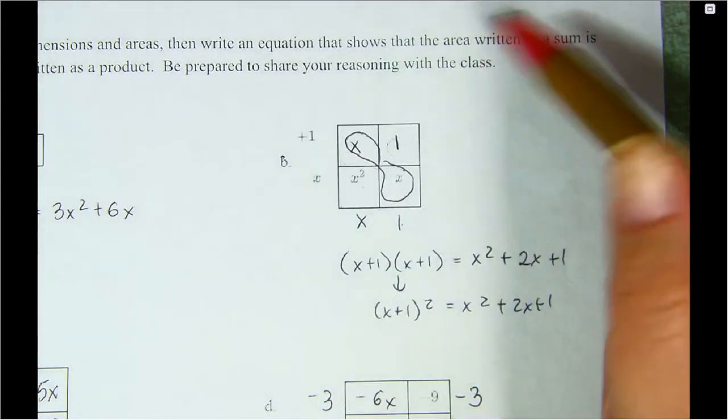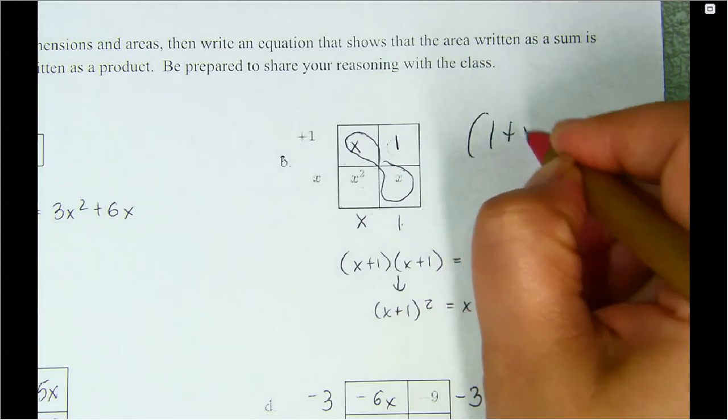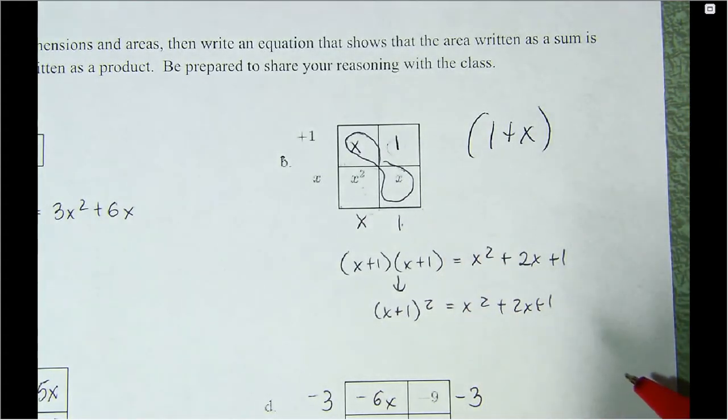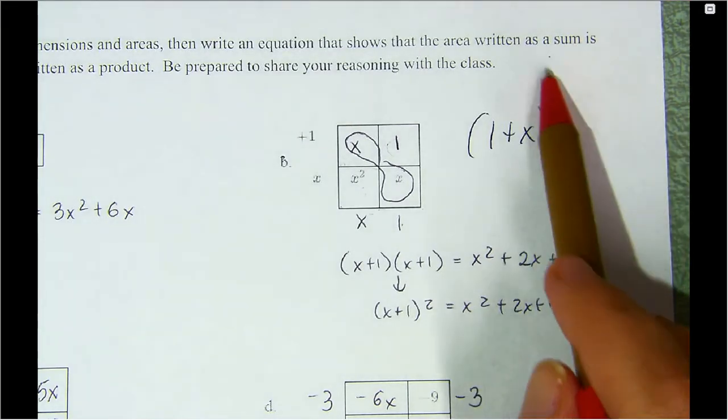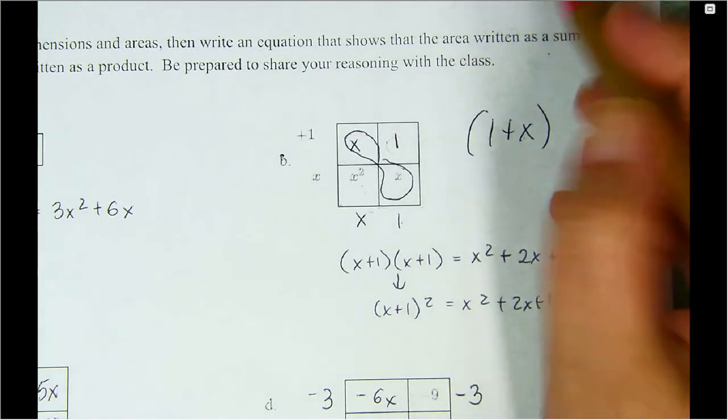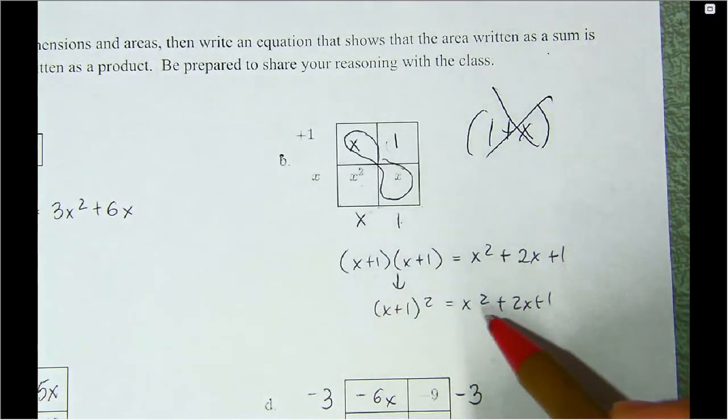When you guys are writing this, we do not write this. This is weird looking, just like the one I was telling you. Powers, higher powers first. So if you have variable, you put it first. So we don't want to write this. We write x plus 1.